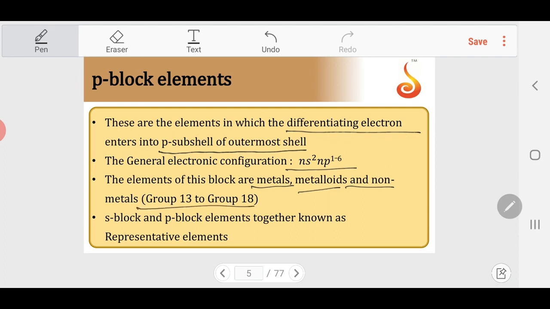S block and P block elements together are known as representative elements. They do represent their principal quantum number because the electron is entering into the outermost shell, which represents the principal quantum number of the atom.